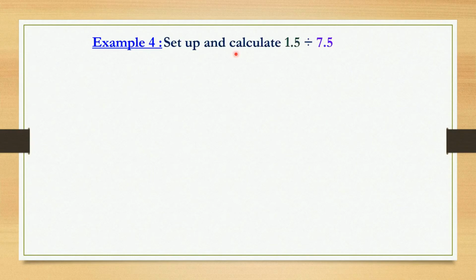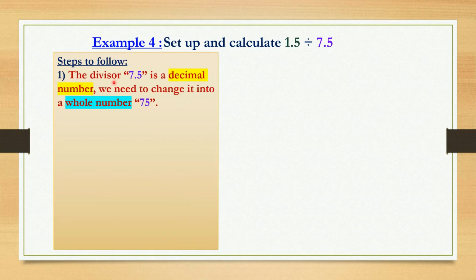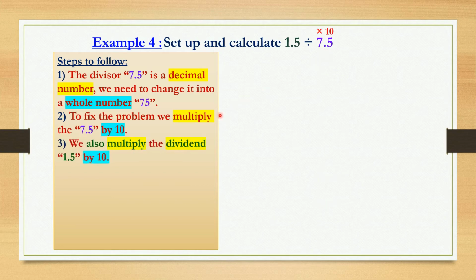Example 4. Set up and calculate 1.5 divided by 7.5. Here, the dividend 1.5 is less than the divisor 7.5. But before, let's fix the problem of the divisor 7.5. Let's make it a whole number. Steps to follow: the divisor 7.5 is a decimal number. We need to change it into a whole number 75. So to fix the problem, we multiply 7.5 by 10. And we do the same for the dividend. We also multiply it by 10.